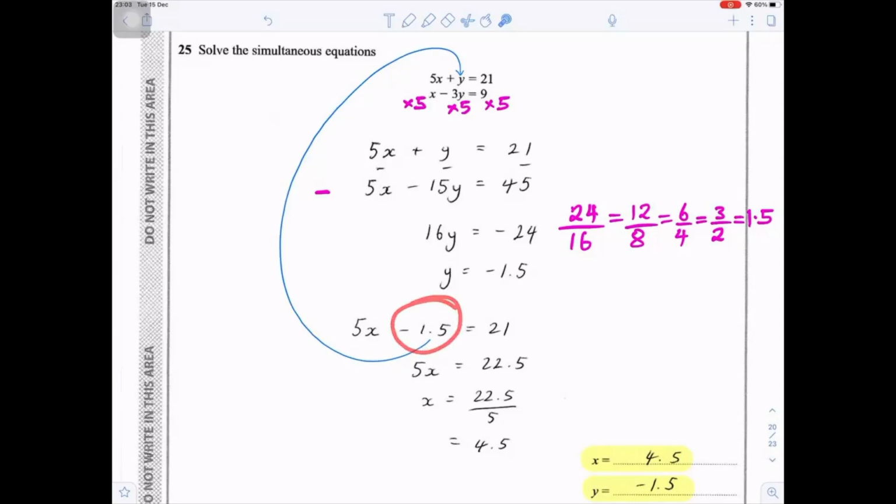It's minus 1.5. You take it to the other side, it becomes plus 1.5. So 21 plus 1.5 is 22.5. Times 5 goes to the other side and becomes divided by 5. 22.5 divided by 5 is 4.5 because you have 5, 10, 15, 20 and a half of it. So that means your x is 4.5 and y is minus 1.5.